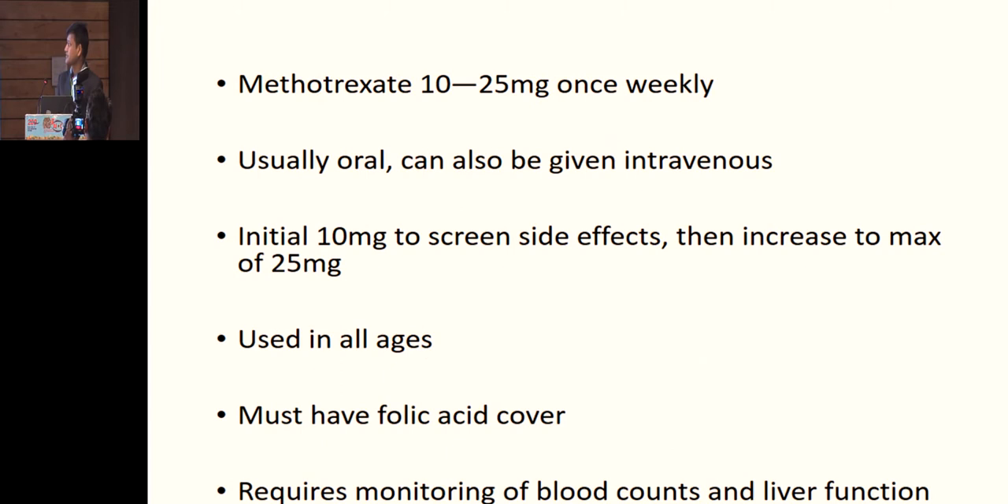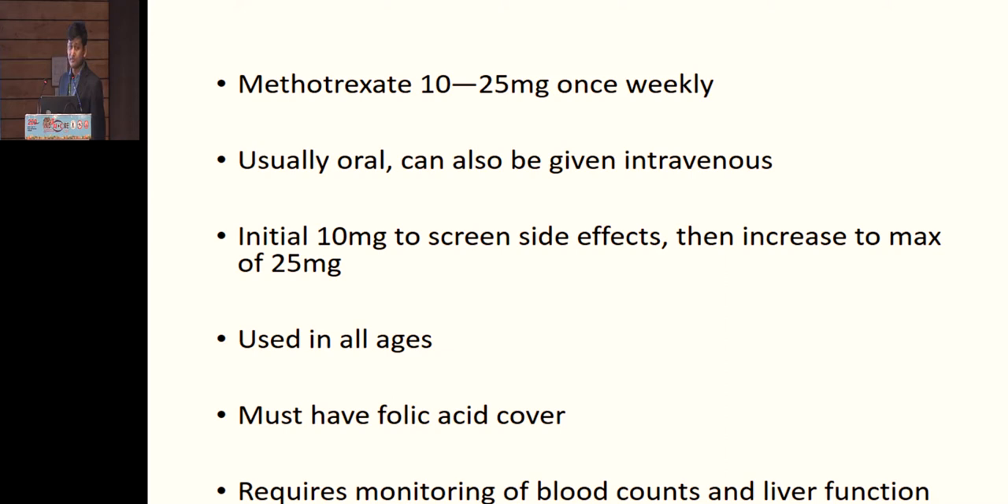Both mycophenolate and methotrexate are quite well tolerated in children, but methotrexate is preferred, and it's the first agent that's preferred in juvenile idiopathic arthritis-associated uveitis. It's usually oral, but it can also be given intravenously if you want a higher additive effect. We give 10 milligrams for the first month just to screen out any side effects, and then it can be increased up to a maximum of 25 milligrams. Since it's a dihydrofolate reductase inhibitor, we must have folic acid cover. And it requires monthly monitoring of blood counts and liver function tests.